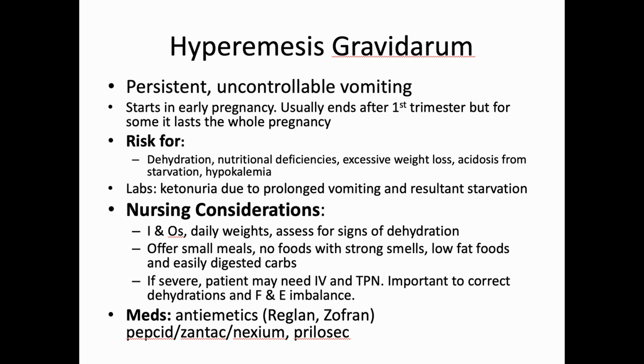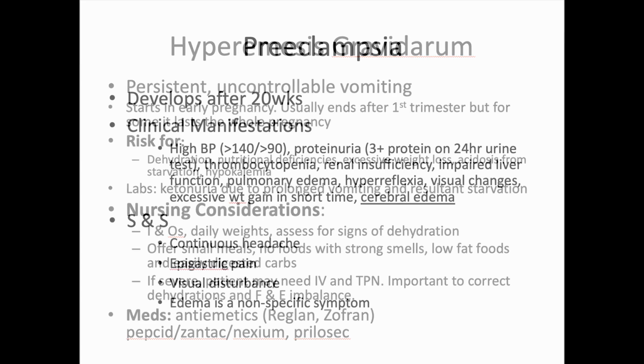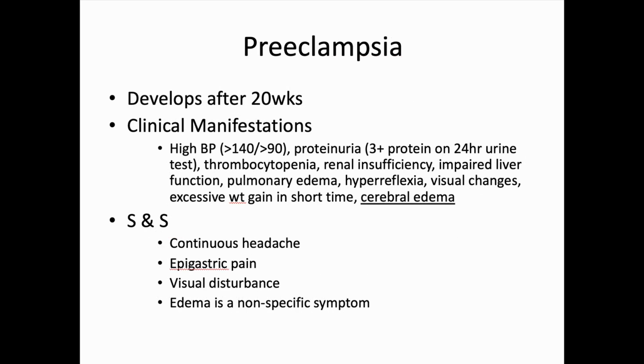And that's really going to be the only thing that sort of ends up curing it, is just ending the pregnancy. So we obviously are going to correct any issues that come up. We can give them things like Zofran, Reglan, to sort of help with the vomiting. But it's miserable.